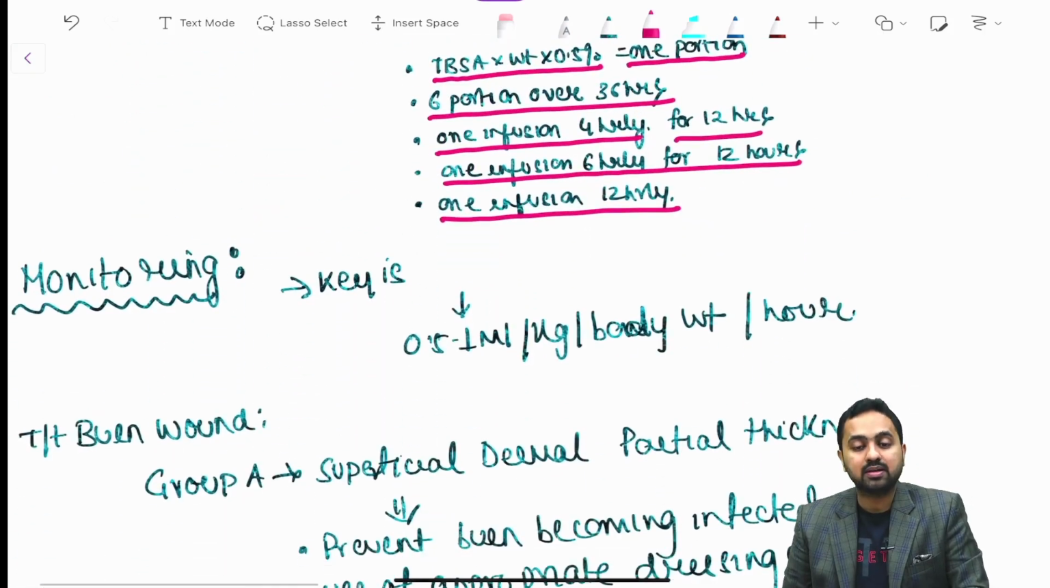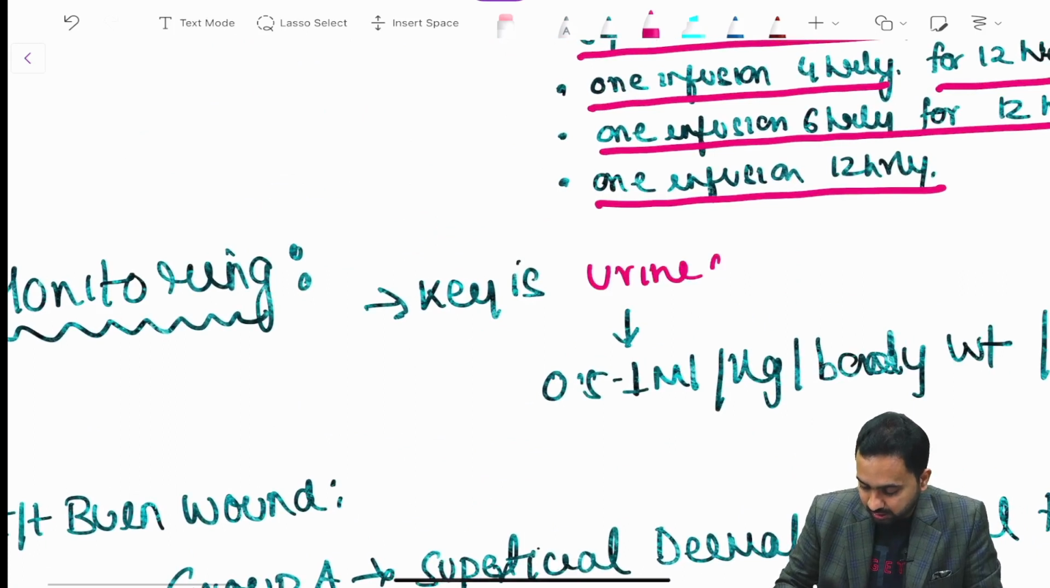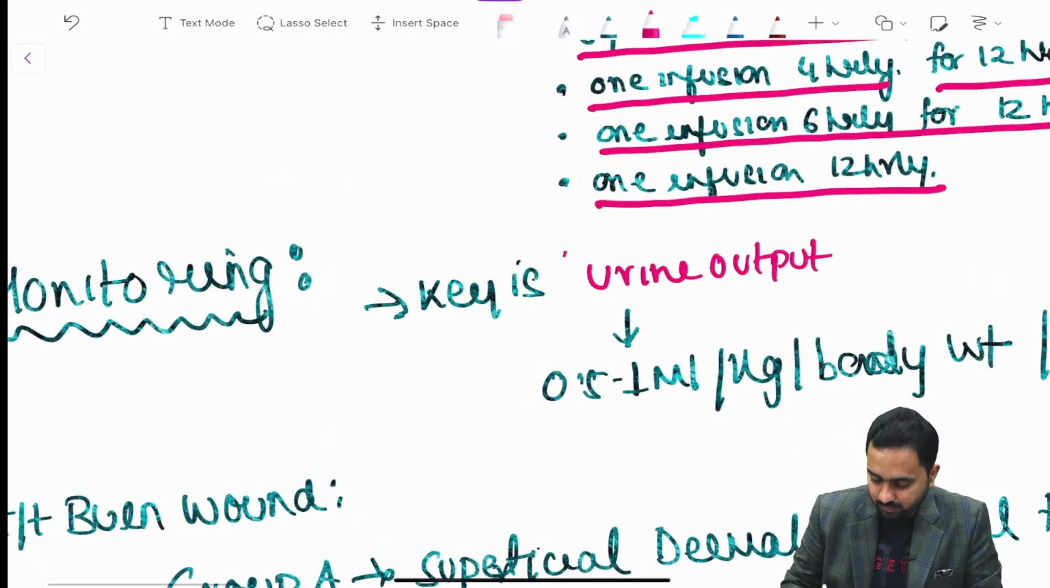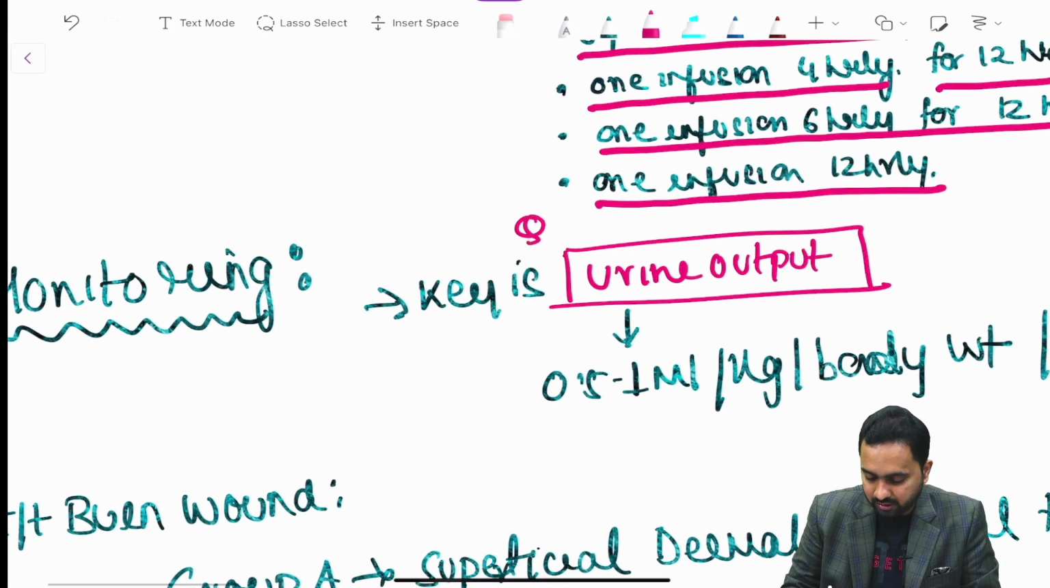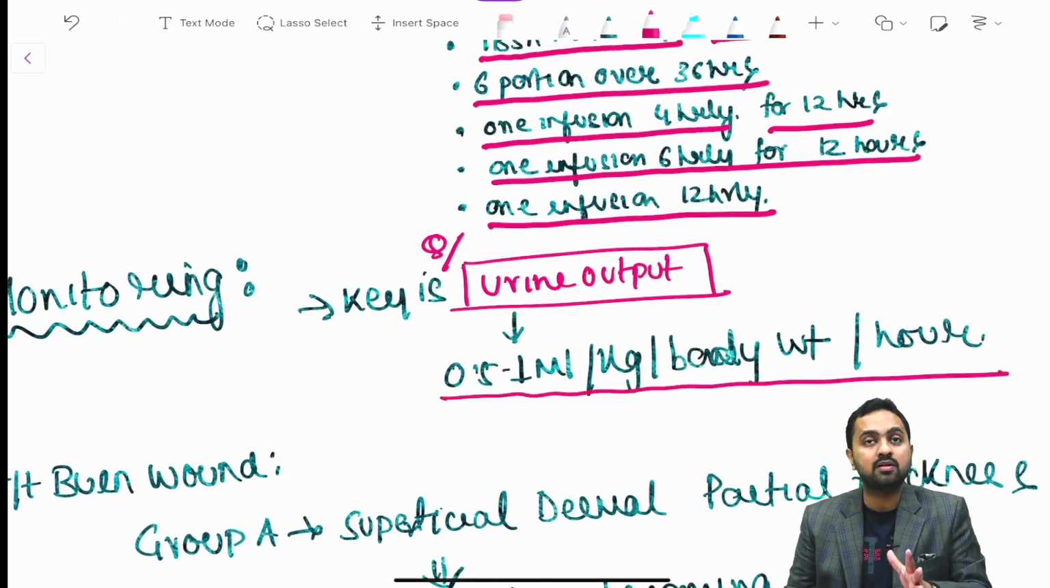Now the next important concept is regarding the monitoring. So the key is your urine output. Please remember, the key to monitoring in your burn is your urine output, which is 0.5 to 1 ml per kg per body weight per hour.